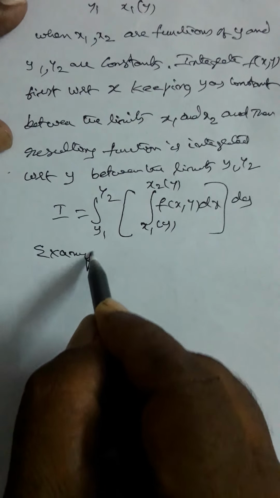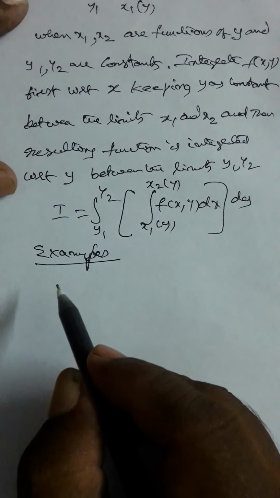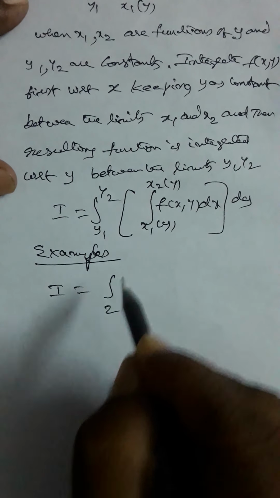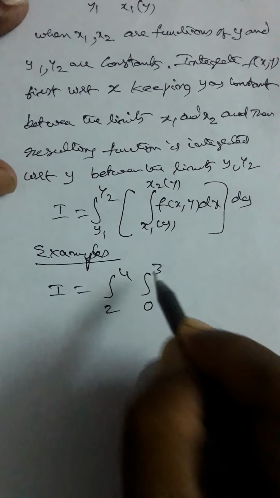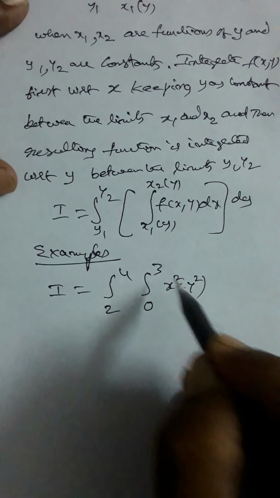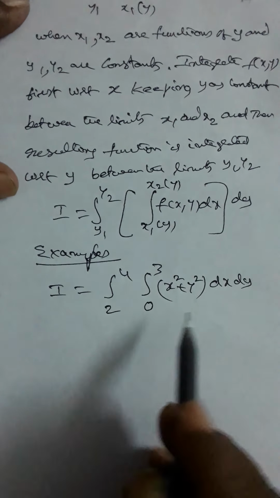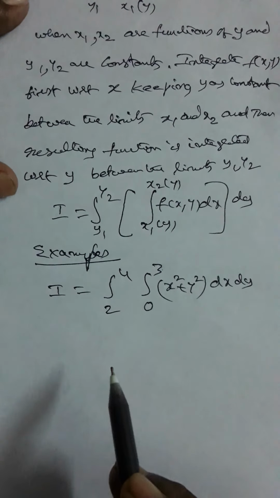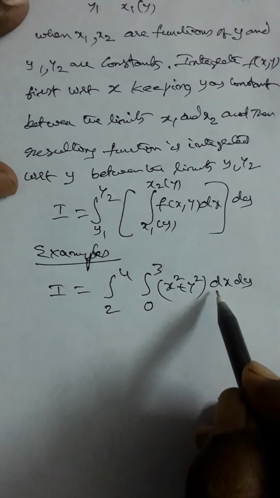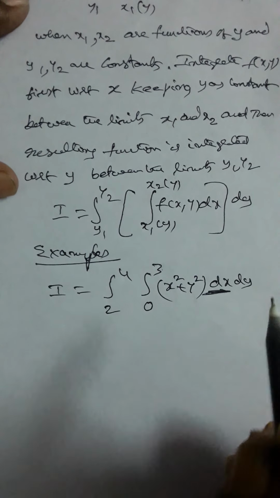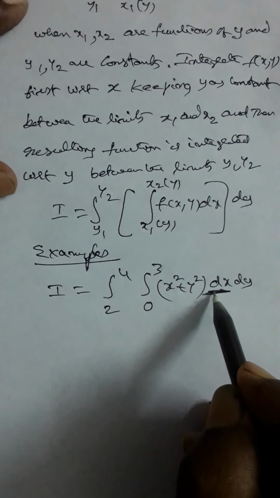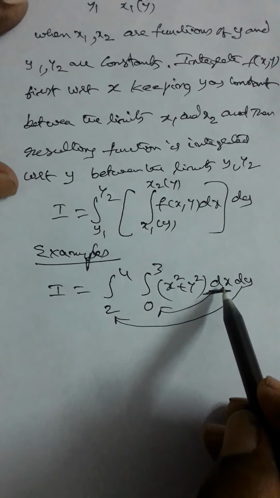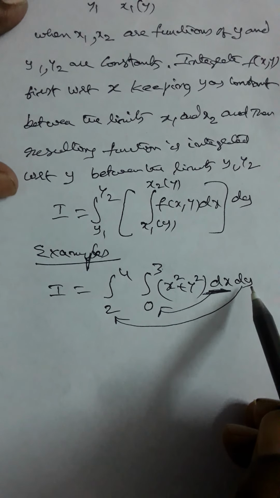Examples. Observe these examples. Suppose I is equal to integral 2 to 4, integral 0 to 3, x square plus y square dx dy. Here all limits are constants, 2 to 4, 0 to 3. What is the order of integration here? dx first, so first you integrate with respect to x. These are x limits, these are y limits. First you integrate with respect to x and then with respect to y.